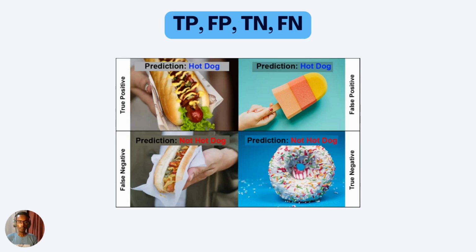And a false negative is when the ground truth says it's a hot dog and the prediction of the model gives you a negative value, such as not hot dog. And then a true negative is if the image is not a hot dog and the prediction is also not a hot dog, so that's called a true negative.